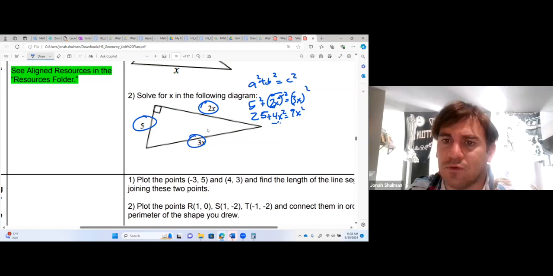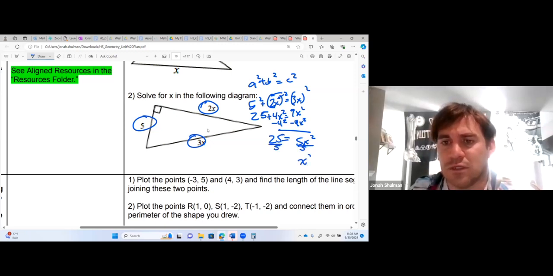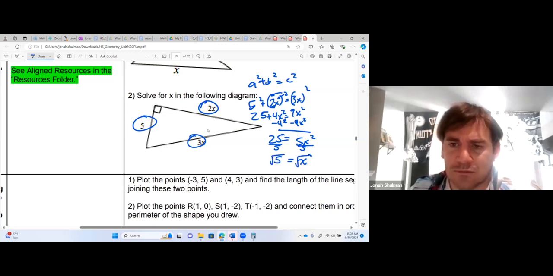So we minus the 4x squared from both sides. We got 5x squared equals 25. We divide both sides by 5. X squared equals 5. Square root, square root. So what is x? X equals the square root of 5.